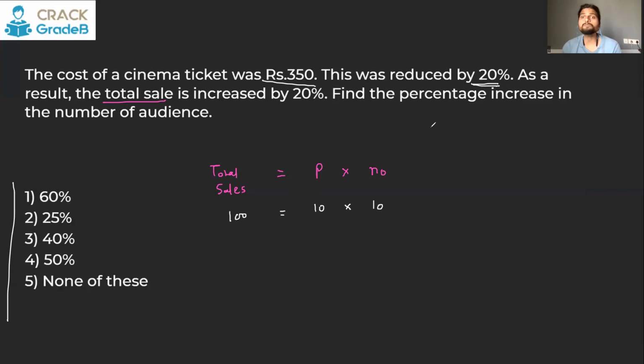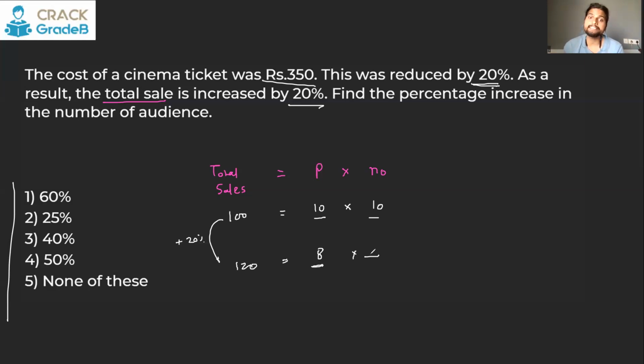Now the price is reduced by 20%. That means the new price is 8. Number of tickets, we don't know what the new number is. But what we know is the total sales is increased by 20%. So if initially there were 100 sales, they are now increased by 20%. That means 120 rupees you are getting out of selling total tickets.